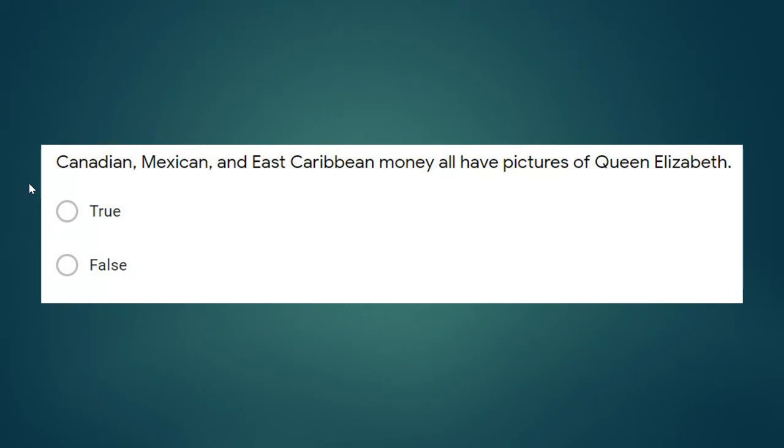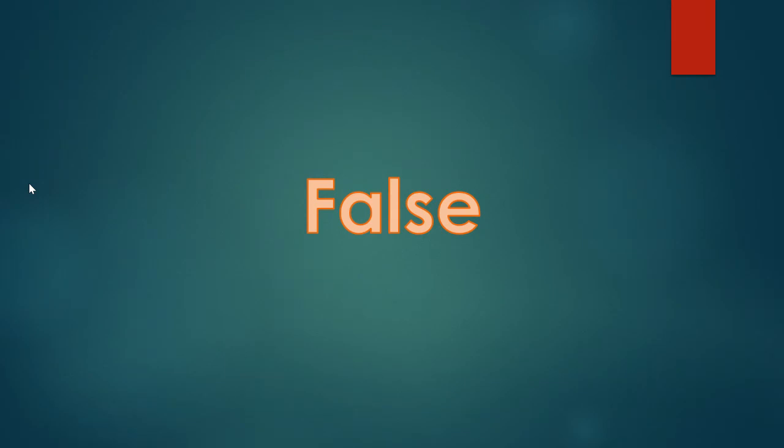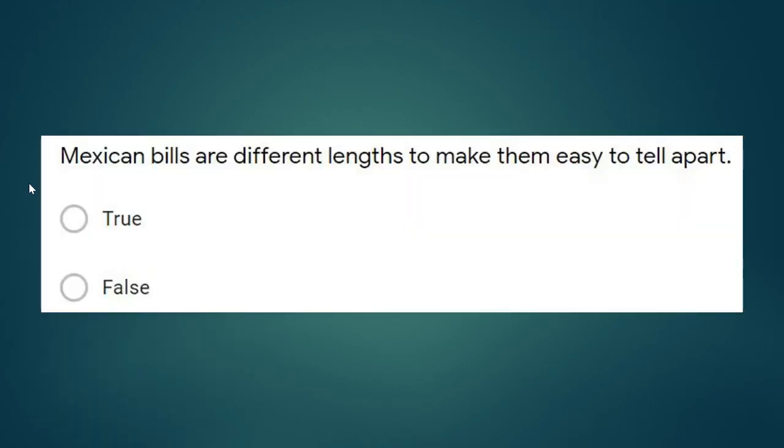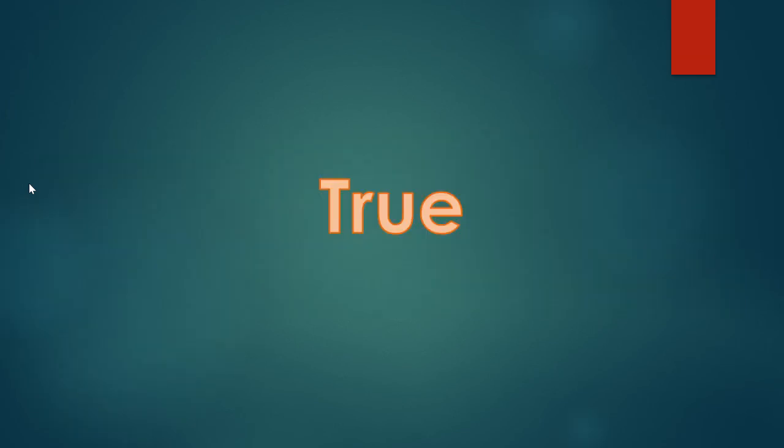Canadian, Mexican, and East Caribbean money all have pictures of Queen Elizabeth. That is false. Canadian and Caribbean do, but Mexican money does not have a picture of Queen Elizabeth. Mexican bills are different lengths to make them easy to tell apart. That is true. It is easy because of the different color and the different lengths.